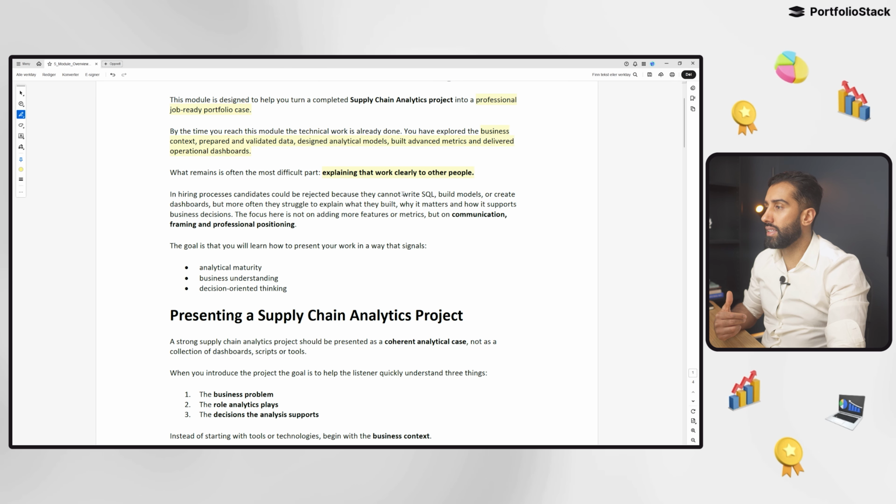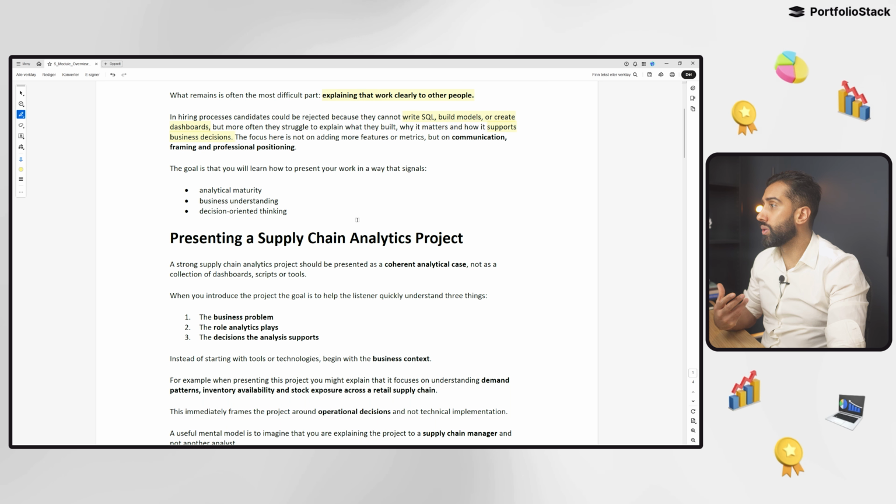And I'm just trying to say that it could be that you don't get a job because of your SQL skills, data modeling skills, dashboard skills. But a lot of times what really matters is being able to showcase how my work supports business decisions, and then communicating it and framing it in a professional way. So the goal here is that you will learn how to present your work in a way that signals analytical maturity, business understanding, and decision-oriented thinking.